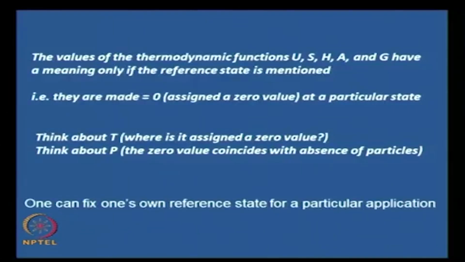To understand this reference state a little better, let us think about where T is assigned a 0 value, the temperature in Kelvin. It will be very interesting. I will give you a couple of minutes to think about it. At the same time, also think about where P is assigned a 0 value. I will give you the answer here. The 0 value actually coincides with the absence of particles. Complete vacuum is given a 0 value for pressure, a variable that we already know.